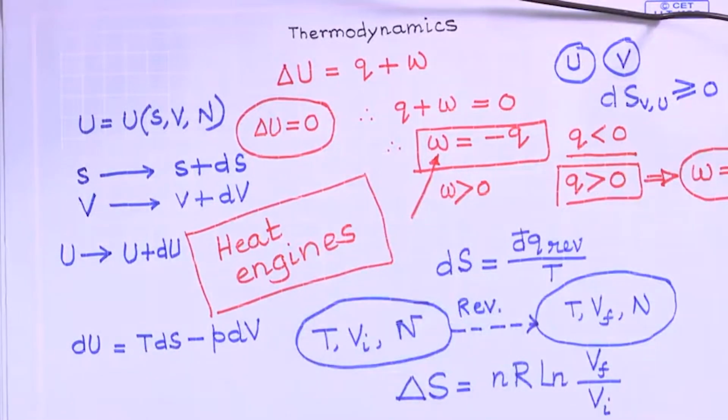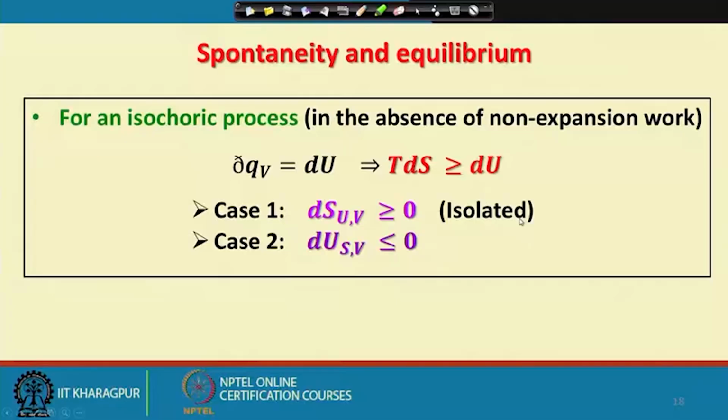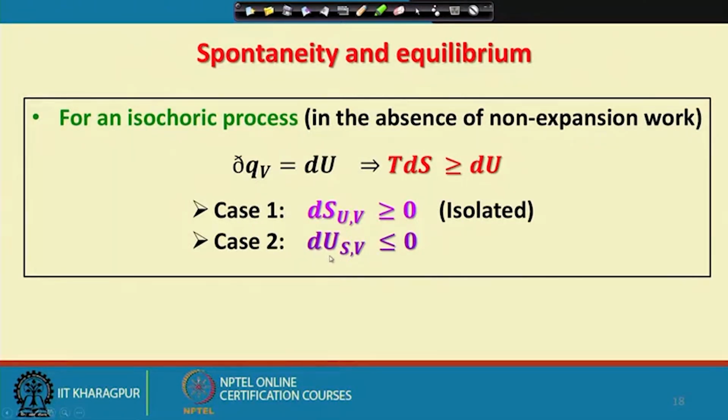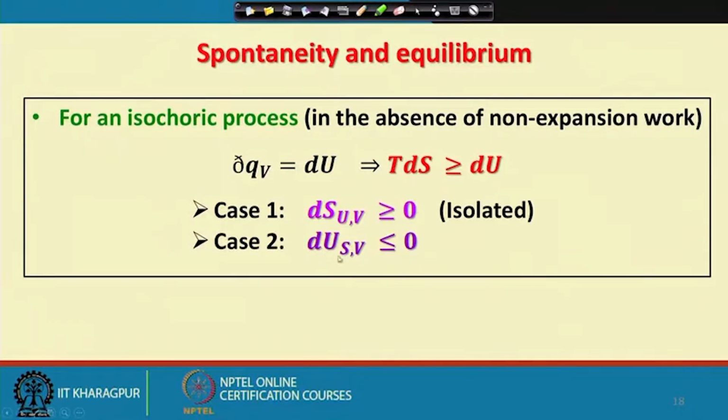Why is that so? That is because if I have an isolated system, then having a constant U, this goes to 0, and therefore, dS under such condition must be greater than or equal to 0. Similarly, we can talk about what happens to U if I keep S and V constant, and there will be a small perturbation under such condition. This will be leading to (dU)_S,V less than or equal to 0.